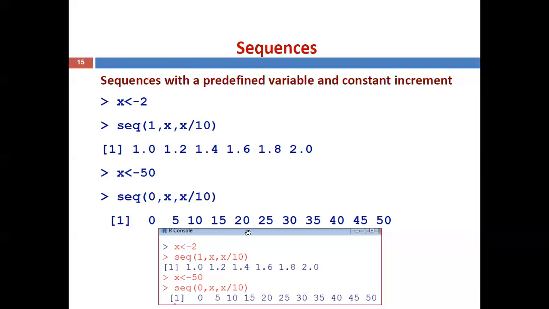Similarly, in another one here we have taken x as 50. Now the starting sequence value is 0. Now sequence of 0 comma x by 10. That means nothing but 0 comma 50 comma 50 by 10. So 50 by 10 means 5. 5 is the increment value. Then it continues till the end value is 50. Why? Because x is 50. First it takes 0, then plus 5, 5, then plus 5, 10, 10 plus 5, 15, and so on, 45 plus 5, 50. So 50 is the end value.